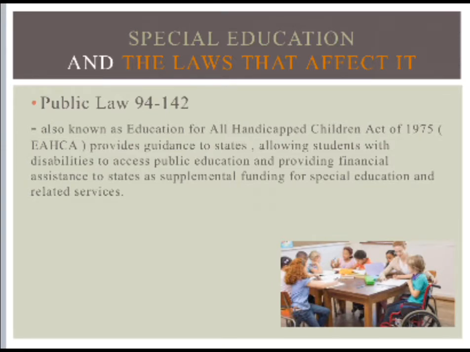Public Law 94-142, also known as the Education for All Handicapped Children Act of 1975, provides guidance to states, allowing students with disabilities to access public education and providing financial assistance to states as supplemental funding for special education and related services. Public Law 94-142 guaranteed a free appropriate public education to each child with a disability.